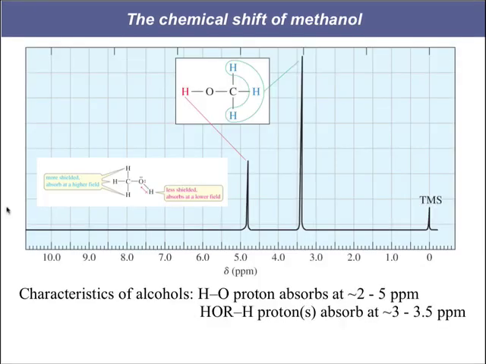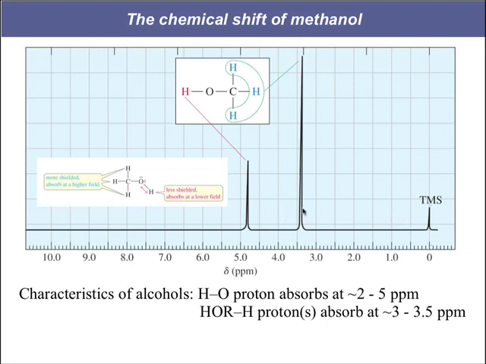Here are some numbers now. Here's our methanol spectrum again, with our methyl hydrogens more upfield and our hydroxy hydrogen more downfield. Again, it's deshielded. There's less electron density around it, so it feels more magnetic field, which means that less needs to be applied to get that frequency. Here's TMS, and again, we set TMS to be 0. That's going to be our baseline.